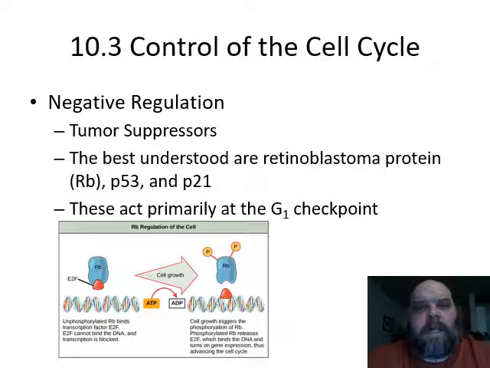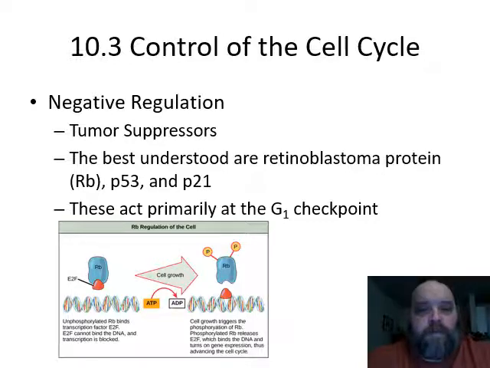Cyclins and CDKs are positive regulators. As they increase in concentration, there will be a positive push for the cell to go through the checkpoint. There are also negative regulators that, as they accumulate, basically give a resounding no. No to all checkpoints, no to a specific checkpoint. We'll see these referred to as tumor suppressors.